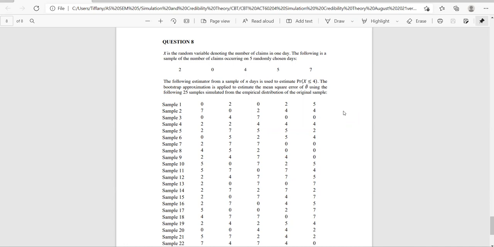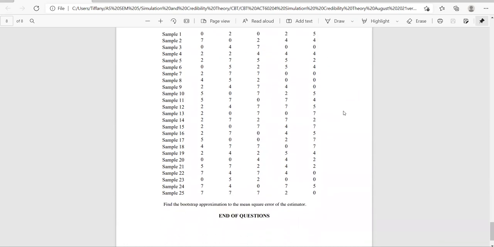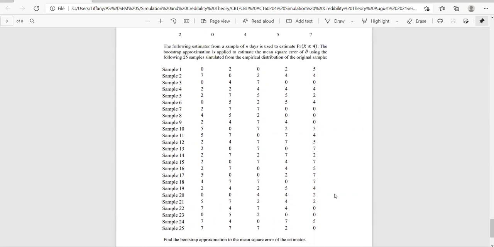So we know that the bootstrap approximation is applied to estimate the mean square error of theta hat using the following 25 samples simulated from the empirical distribution of the original sample. So we see that the question has provided us with 25 samples. We are required to find the bootstrap approximation to the mean square error of the estimator. For this question, we will be using Excel to solve.